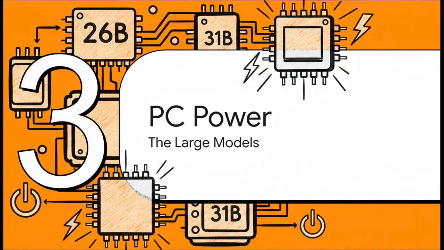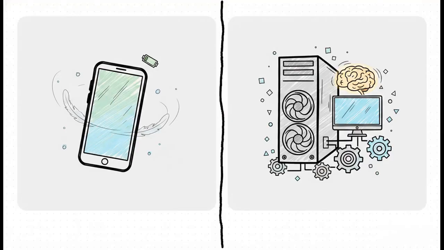All right, part 3, PC power and the large models. So while those small models are all about extreme mobility and saving battery, the 26B and 31B models go in completely the opposite direction.